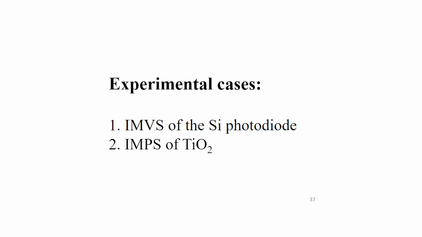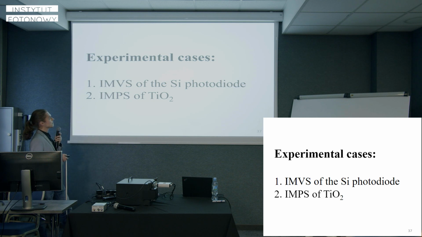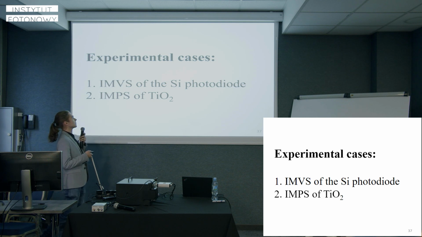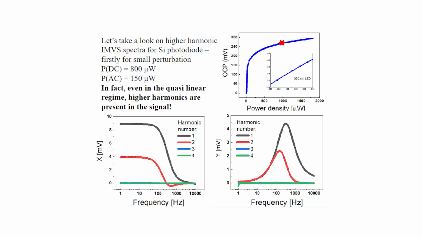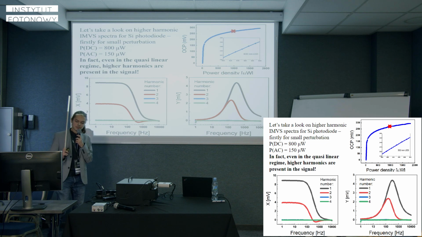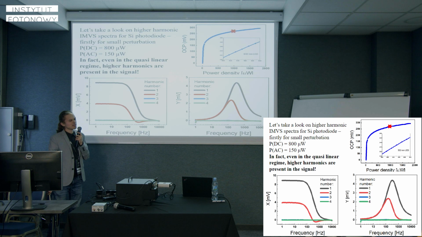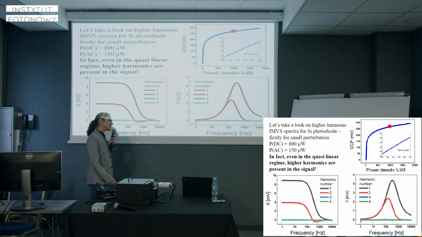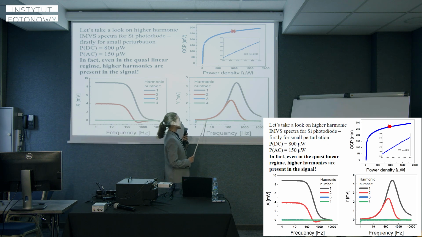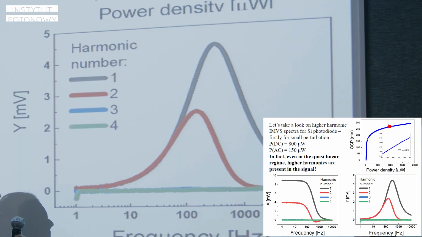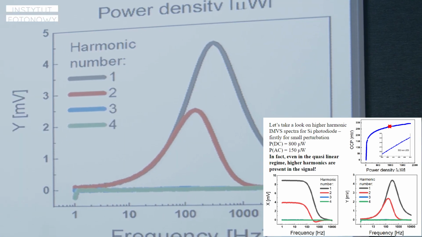So, experiments for IMVS for the silicon photodiode and IMPS for titanium dioxide. These are toy models I have used for my studies. These are results for the silicon photodiode, and the curious thing is I have used the literature-preferred way, with a very small AC amplitude of the input to neglect the higher harmonics, but it does not work, because even with a small input, I have the second harmonic and it is quite big.